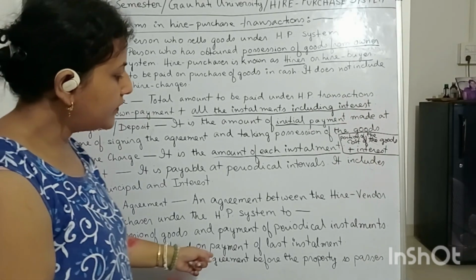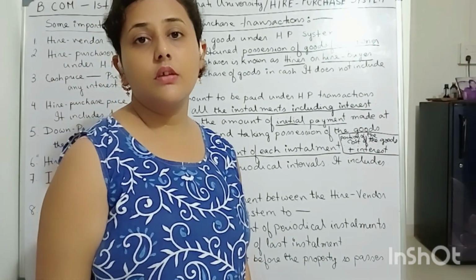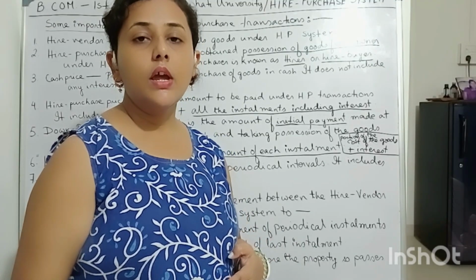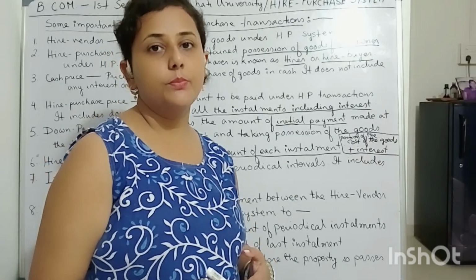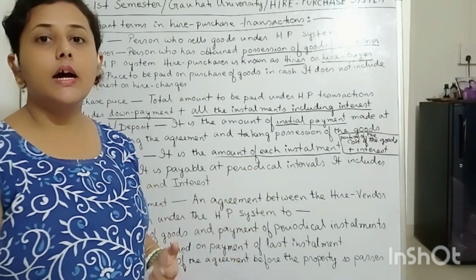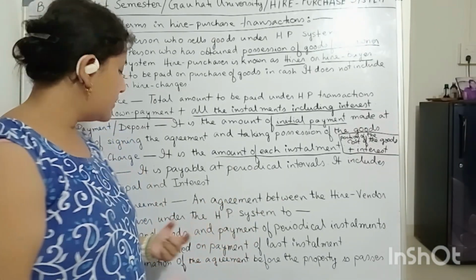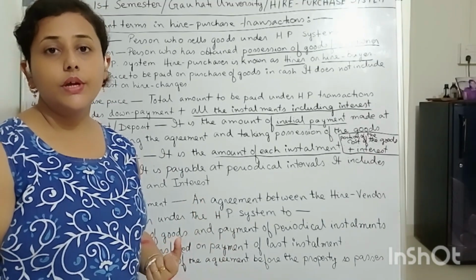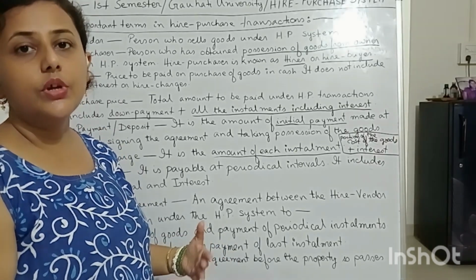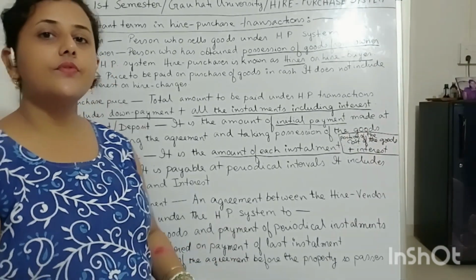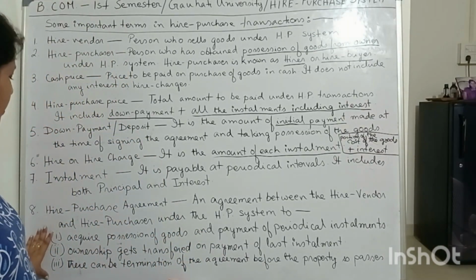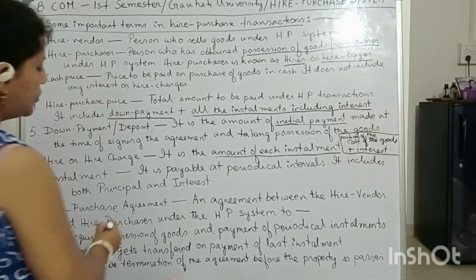There can be termination of the agreement before the property so passes. So as the buyer continues with payment of installments, until the last installment is paid, the ownership lies with the hire vendor, and the hire vendor can terminate the agreement at any time before the ownership of goods gets transferred from the hire vendor to the hire buyer. So these are the three conditions mentioned in the hire purchase agreement.